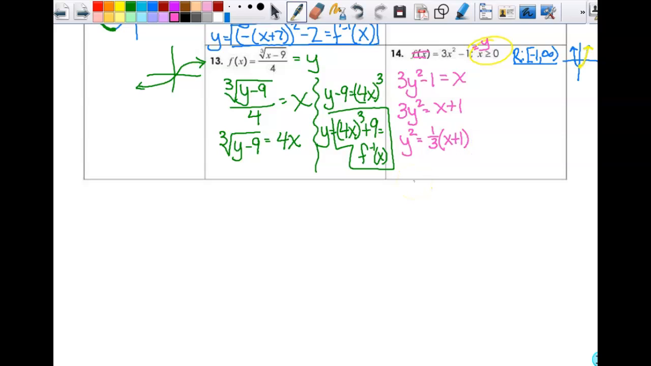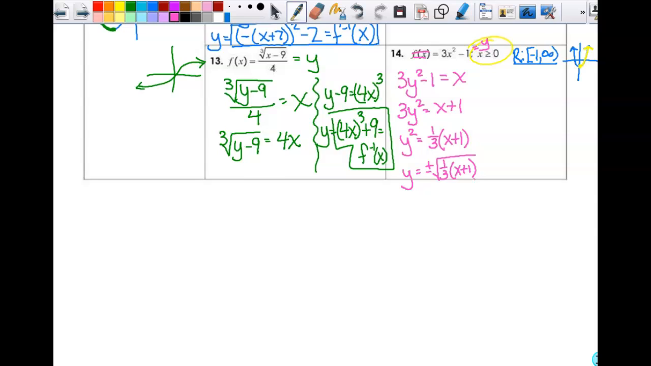Okay. You might want to write it like this instead of all over 3, because if you think about when you're graphing, that might be a better look for it. Plus, if we didn't, then we'd have to rationalize the denominator, and we don't want to have to do that. To undo a square, I'm going to take the square root. So y is equal to plus or minus the square root of 1/3 times x plus 1.